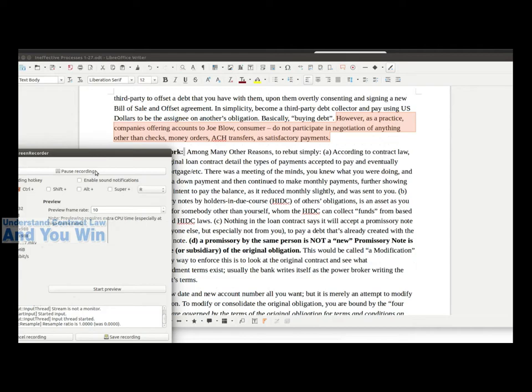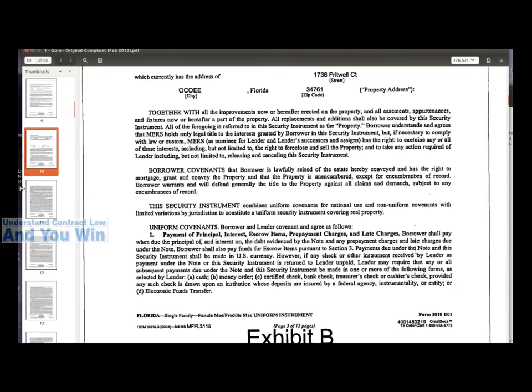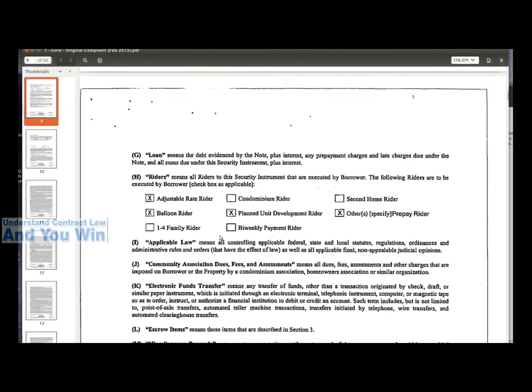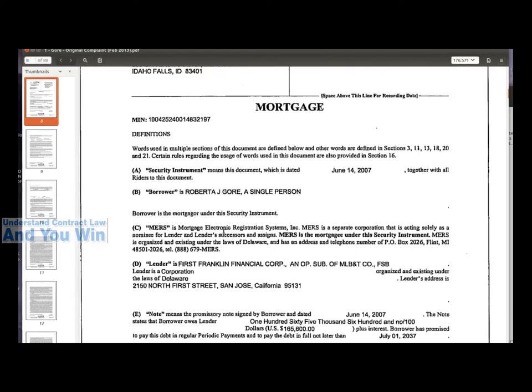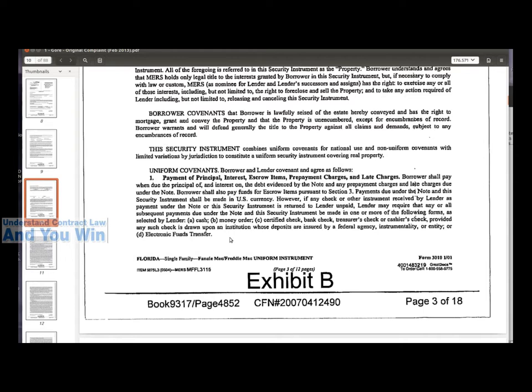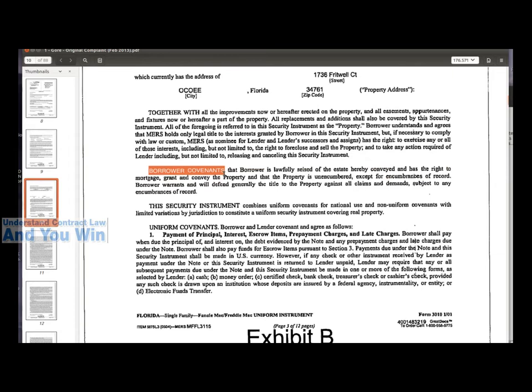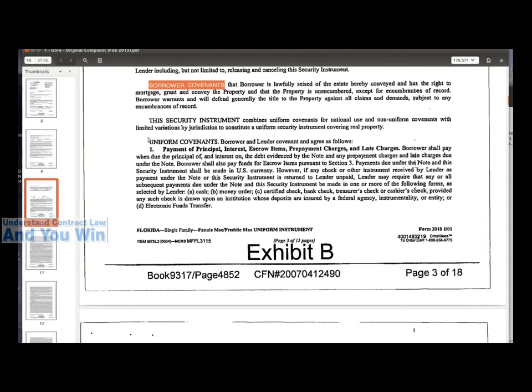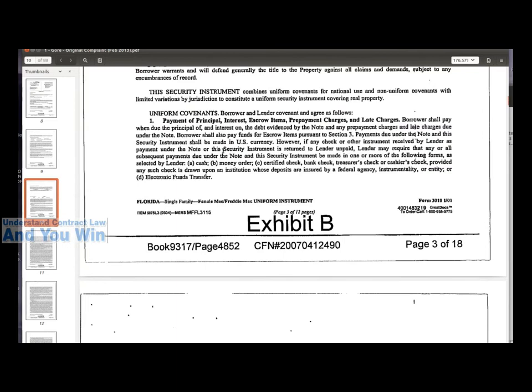Okay, so I'm back. As you can see, I have pulled up a mortgage from some of my files. In the section in the mortgage where the borrower makes covenants, which are essentially promises, uniform covenants, borrower and lender covenant and agree as follows. Payment of principal, interest, escrow items, prepayment charges, and late charges. Borrower shall pay when due the principal of and interest in the debt evidenced by the note and any prepayment charges and late charges due under the note. Borrower shall also pay funds for escrow items pursuant to Section 3. Payments due under the note and this security instrument shall be made in U.S. currency.